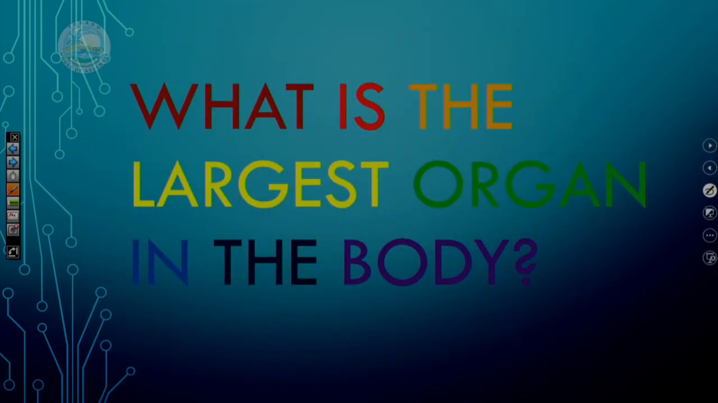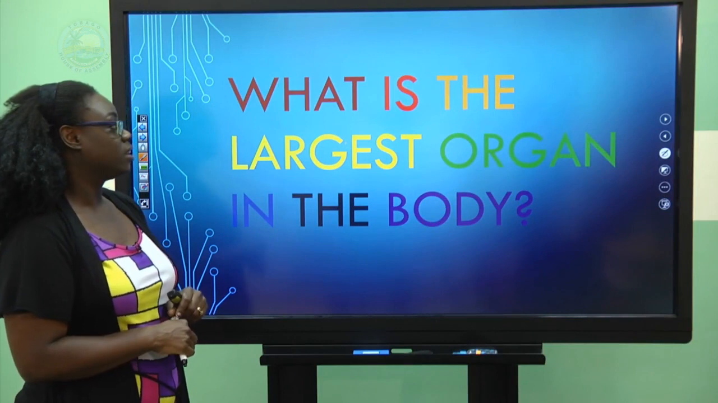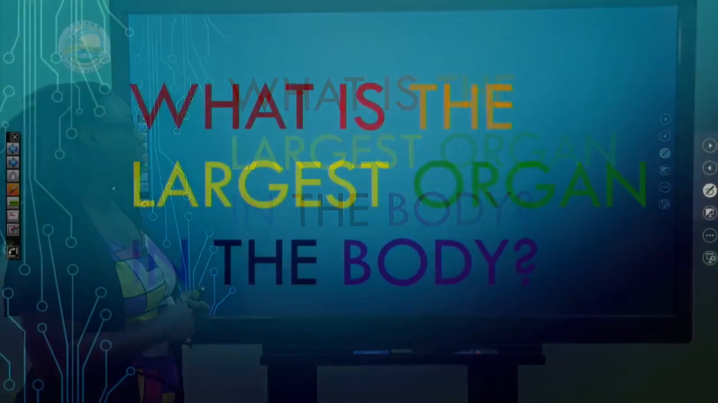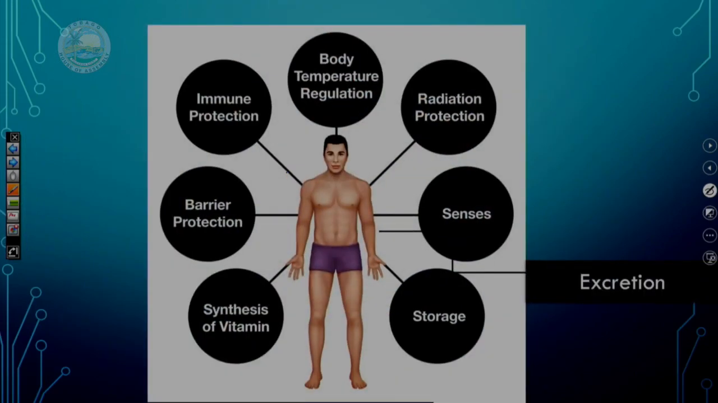So we want to move on now to another topic related to irritability, and that is, can you guess? What is the largest organ in the body? Your largest organ in your body is your skin. So here are some of the main functions of your skin. It has a protective function. It prevents unwanted materials from entering into your system. So it's the first line of defense, your skin.